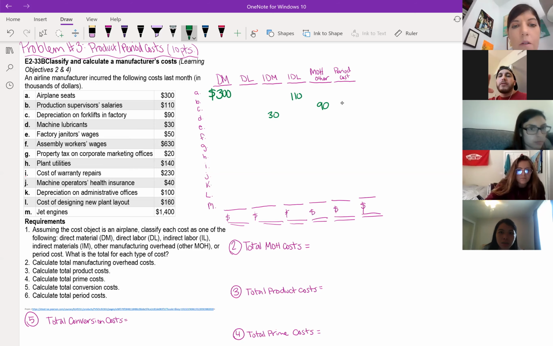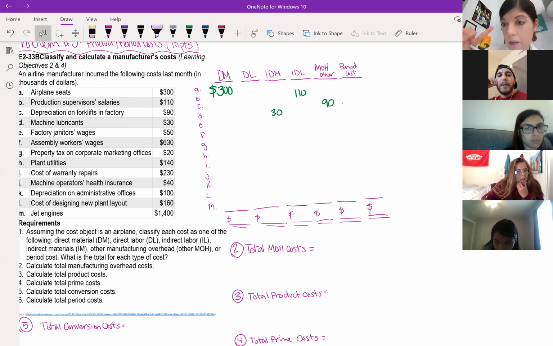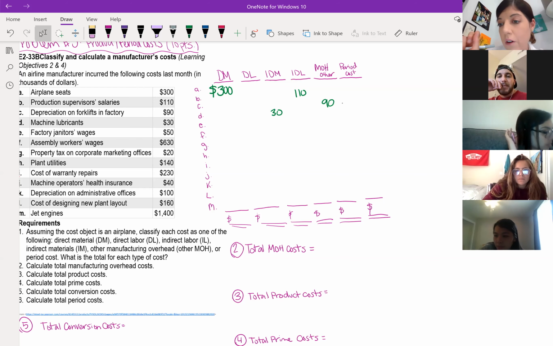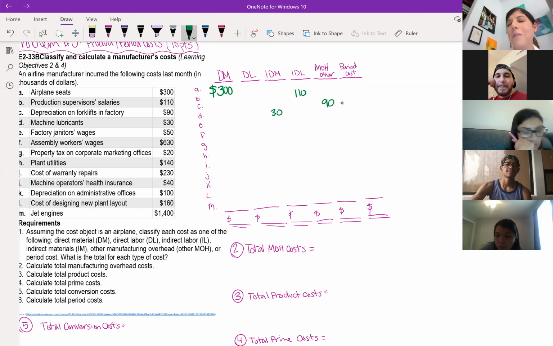I have a question. Does it not fall under MOH other because it is an indirect material? Okay. So manufacturing overhead has those 3 items: indirect materials, indirect labor, and MOH other. Manufacturing overhead other items are all intangible. So rent, depreciation, utilities, etc. It's not a physical material or labor. The word is intangible, right? Exactly.